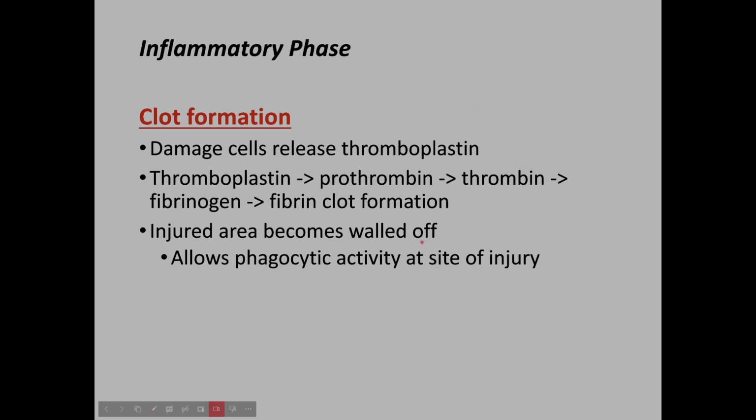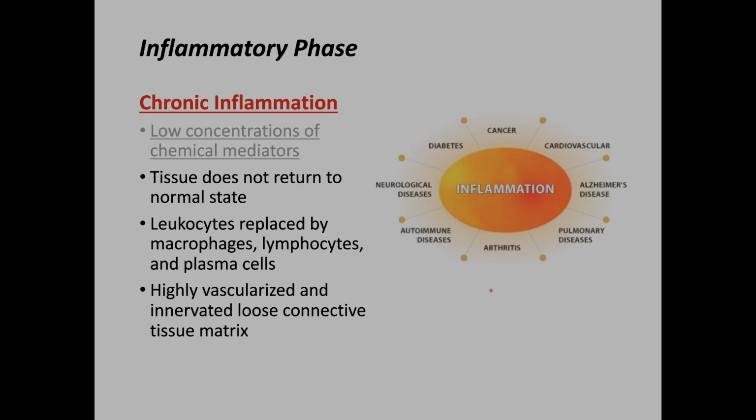So the injured area becomes walled off, which is the intention of this whole process. We want to create a barrier because this will allow phagocytic activity at the site of the injury. So we want to wall it off, not only to form the clot to stop the bleeding process, but also to almost, for lack of a better word, entrap any foreign entities or bodies that may have entered the body or any of its systems as a result of being exposed to the external environment.